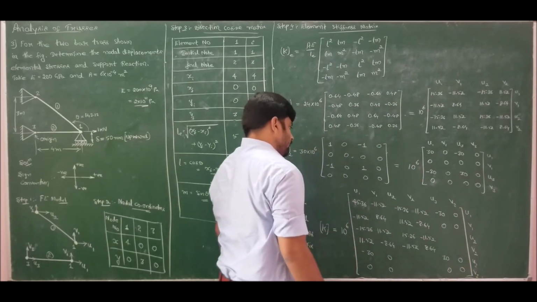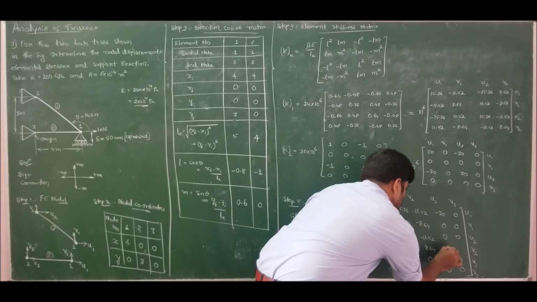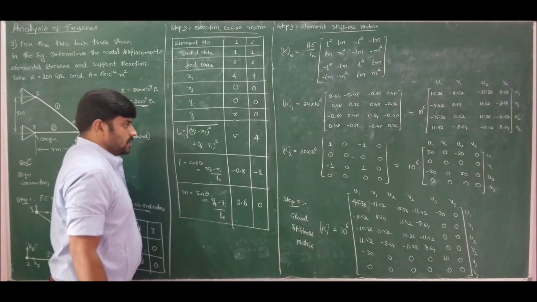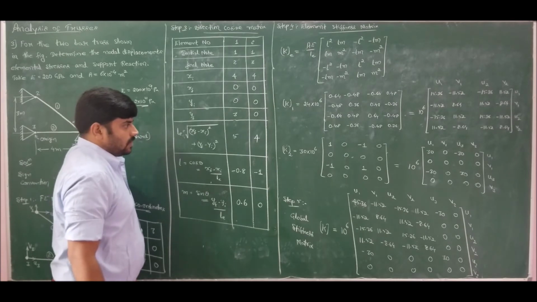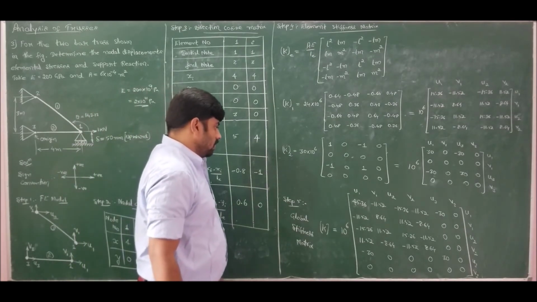Now fill the unfilled position with zeros. So we have 4 zeros here and 4 zeros here. So this is the global stiffness matrix for the given problem. Now moving ahead for step number 6, that is for load vector.